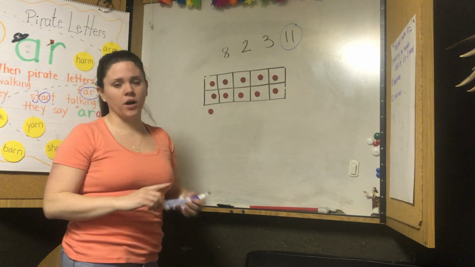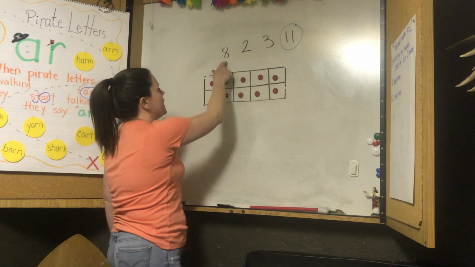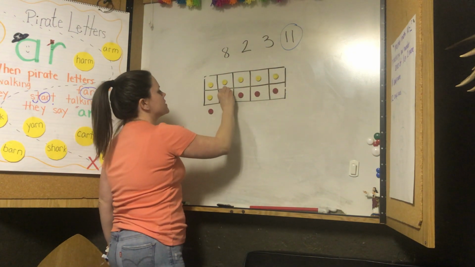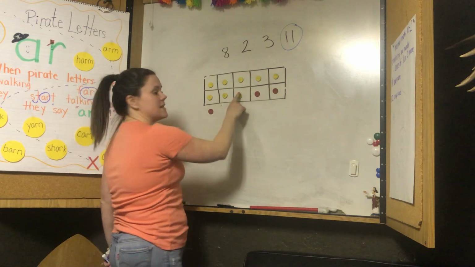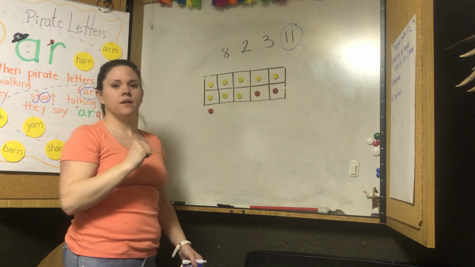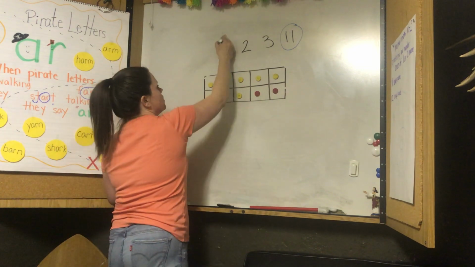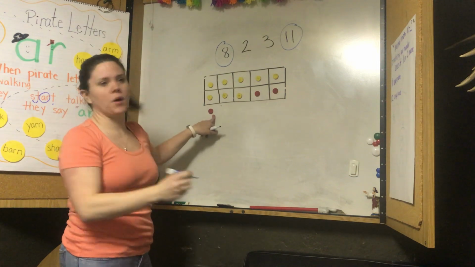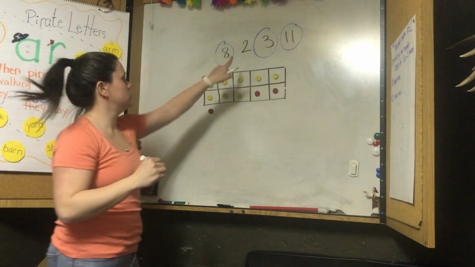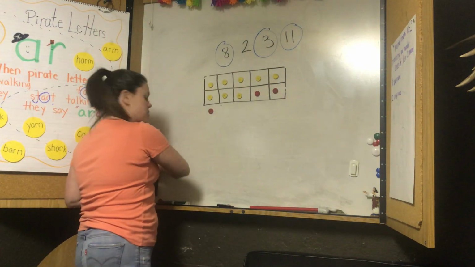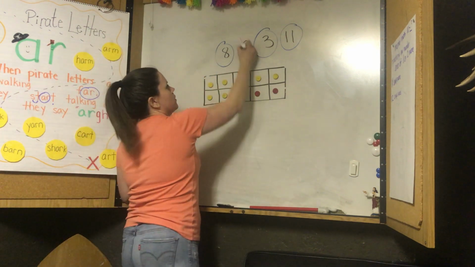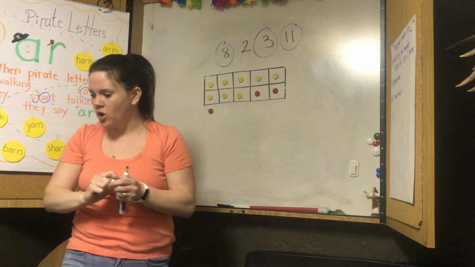So let's make one part and see what the other part is. Let's try 8. 1, 2, 3, 4, 5, 6, 7, 8. If one part is 8, what's the other part? 1, 2, 3. So we know that 8 is okay. And now we know that the other part is 3. So which number does not belong? 2. So that's what they're asking you to write. The number 2 does not belong. You're going to write the number 2 does not belong.